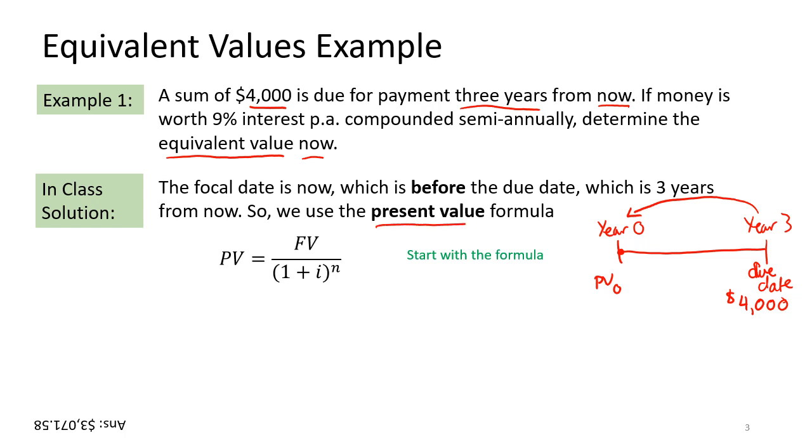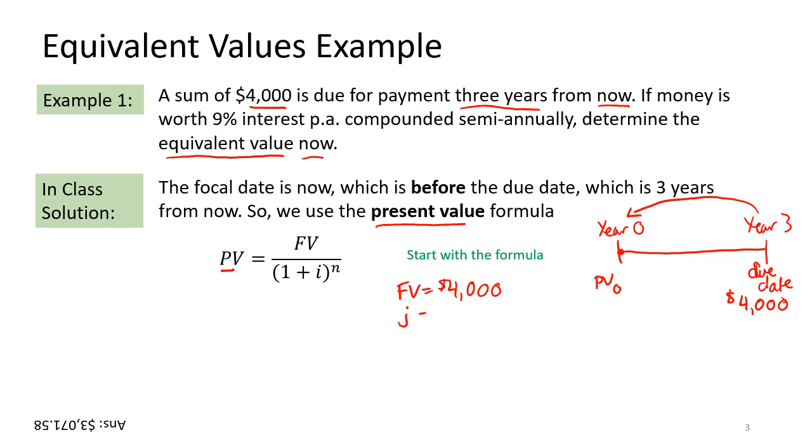I always start by writing the formula. In this case, I included it in the slide. The present value is equal to the future value divided by 1 plus the interest rate. Remember, that's the periodic interest rate, raised to the exponent n, which is the total number of compounding periods. Just like we did in previous examples, now that we have the formula, we have to figure out what we know. We know that our future value is equal to $4,000. That was provided in the question.